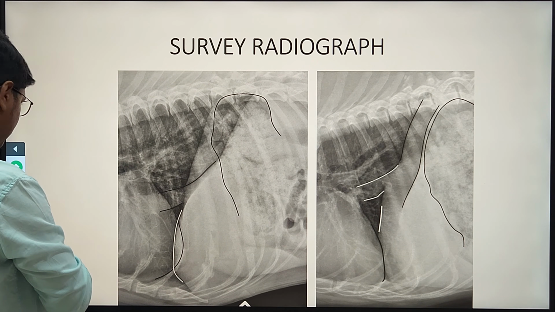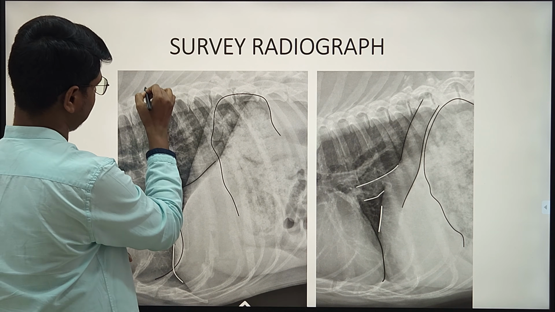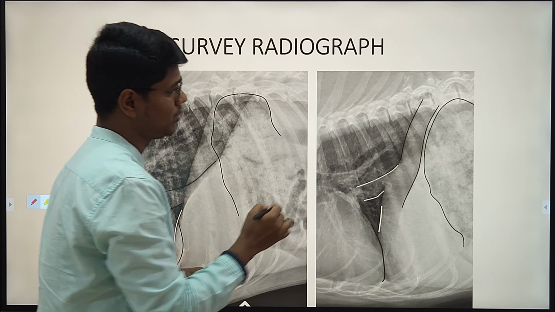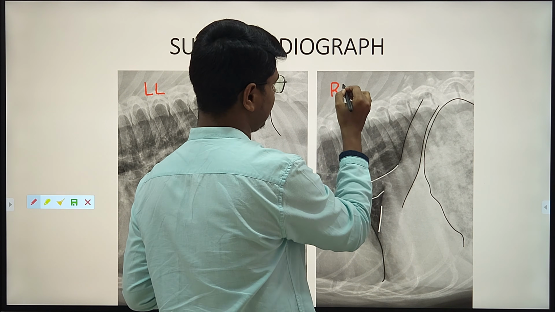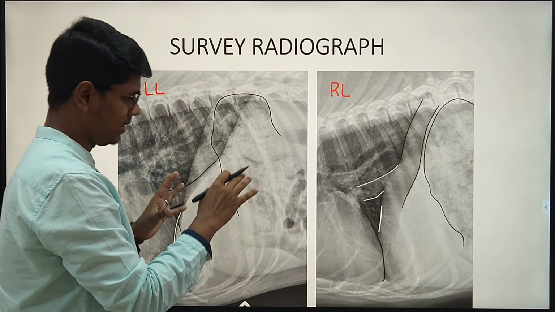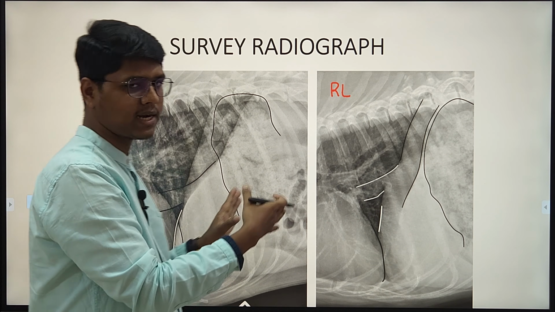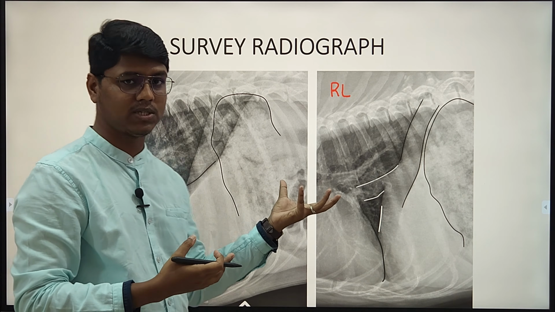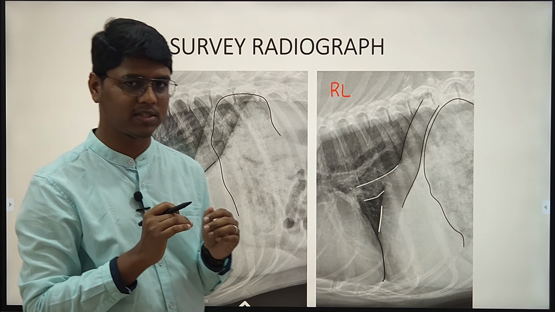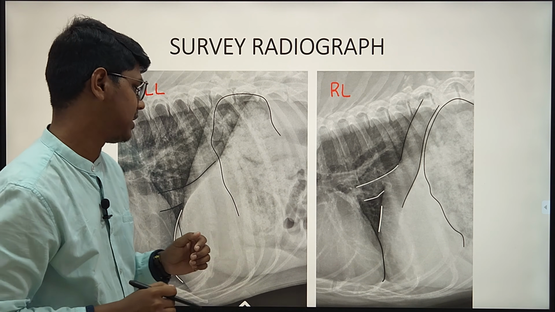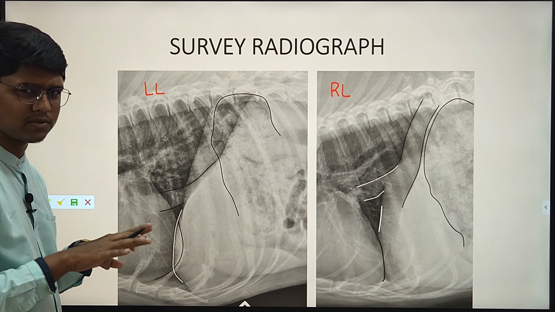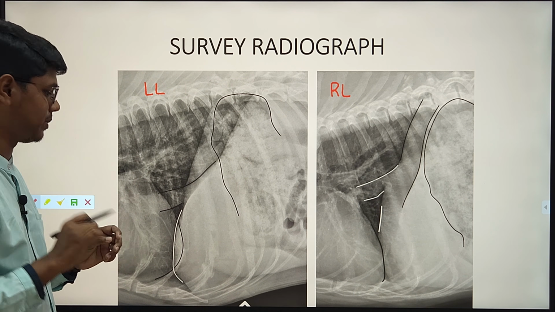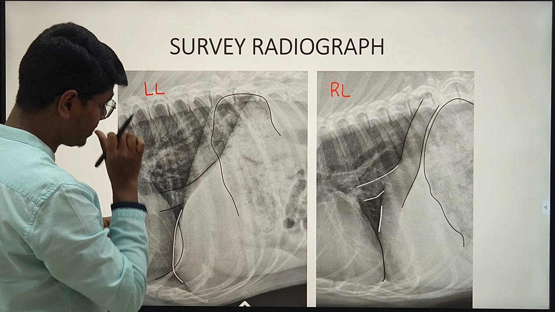This is a surface radiograph. This view is left lateral. This view is right lateral. I have discussed vividly the differentiation between the left lateral and the right lateral view, how to differentiate it. When you don't know which one is the right lateral and left lateral, you can watch that video. I will keep the link in the description. That is the normal thoracic radiograph interpretation.